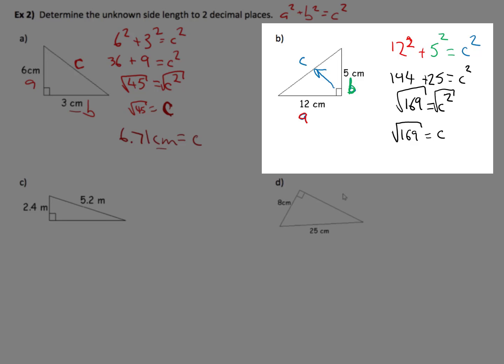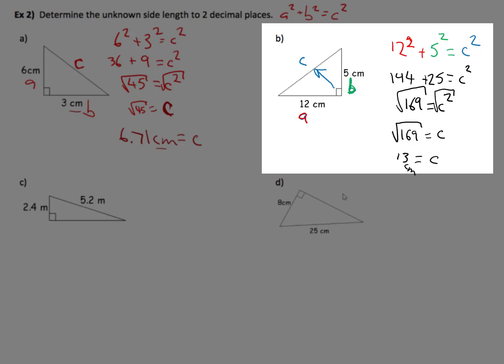Now I'm going to ask you what is the square root of 169, and use your calculator to do this, because then you can check to see and make sure you know how to use it. If you said the square root was 13, you are correct, and the units are centimeters, so don't forget your units. 13 centimeters is C.